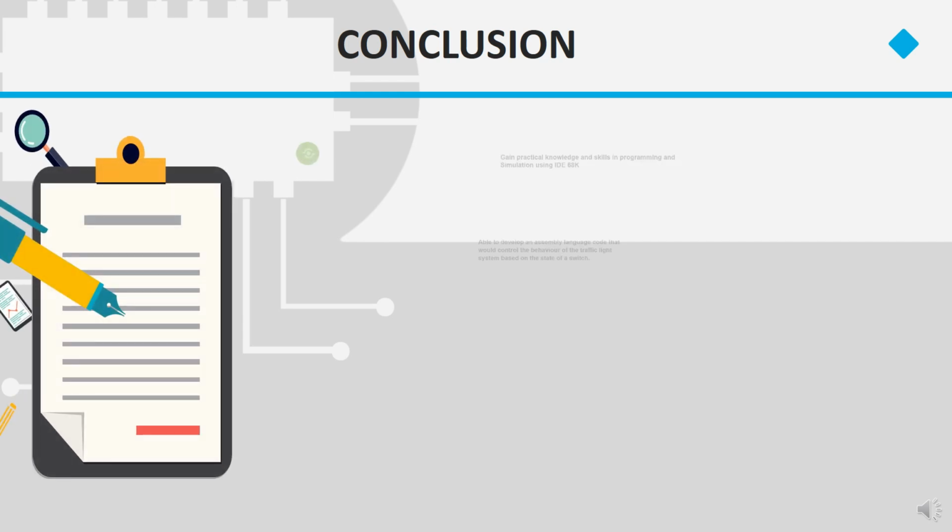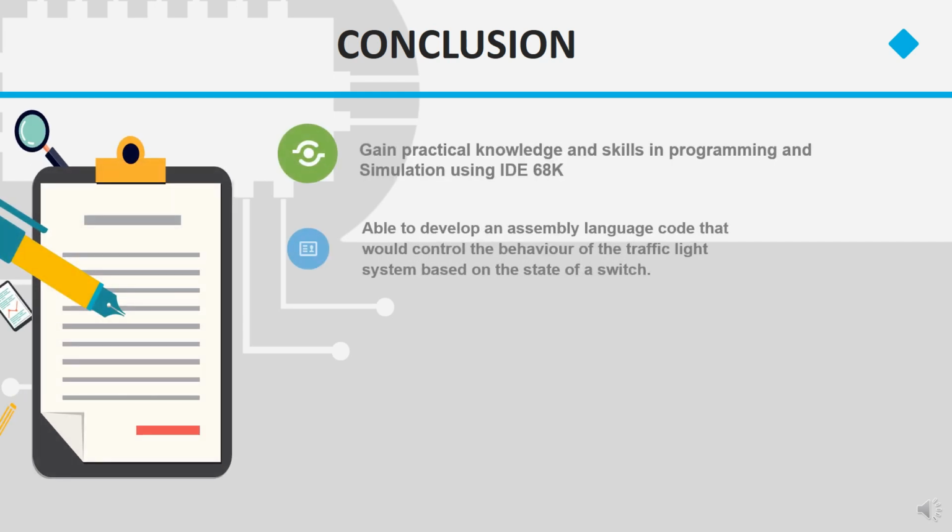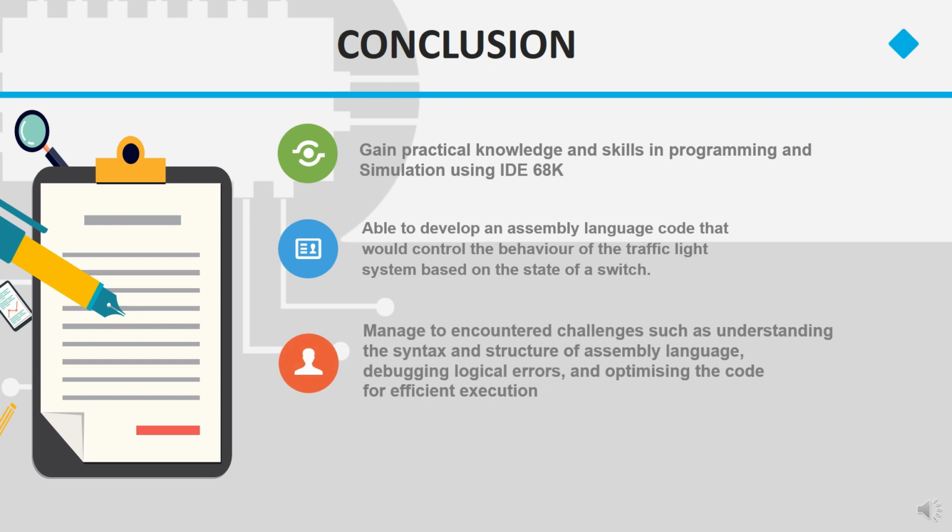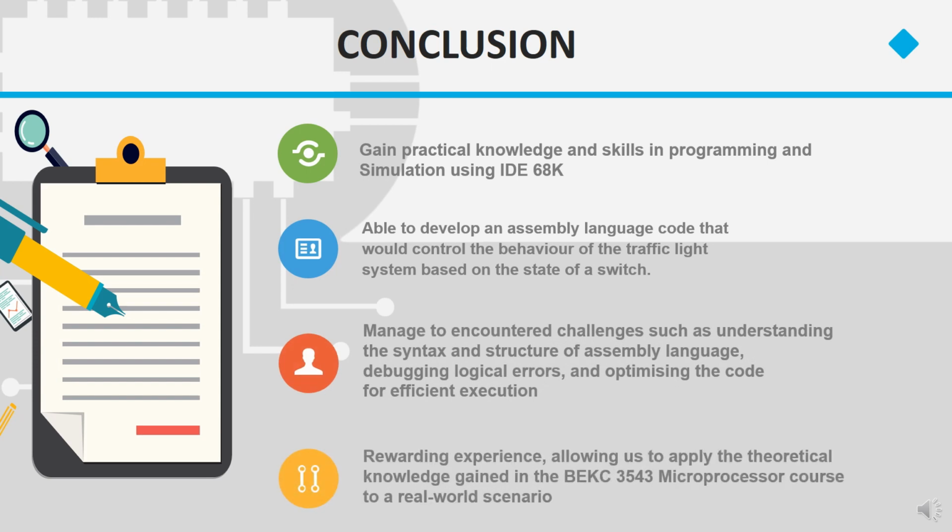And finally, for conclusion, the first one is we're able to gain practical knowledge and skill in programming and simulation using IDE 68K. The second one is we're able to develop an assembly language code that controls the behavior of the traffic light system based on the state of a switch. The third one is we managed to encounter challenges such as understanding the syntax and structure of assembly language, debugging logical errors, and optimizing the code for efficient execution.